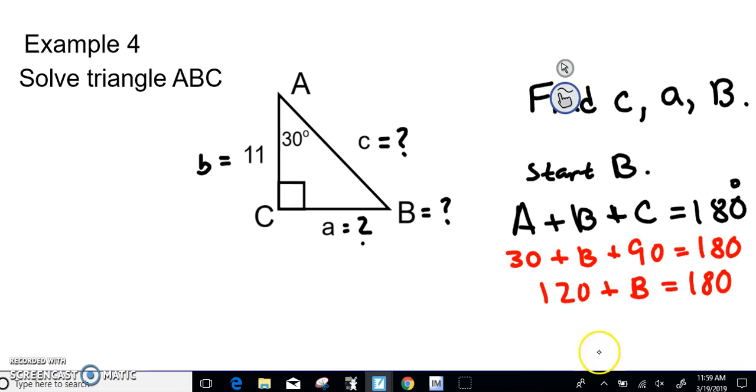All right. So then we solve for B. We subtract 120 from both sides. We get 60 degrees. That means angle B right here is 60.